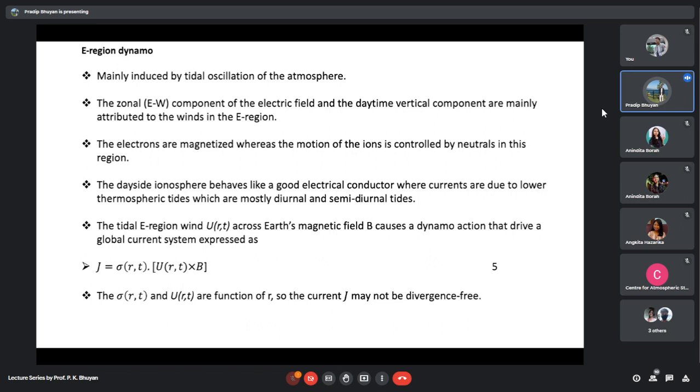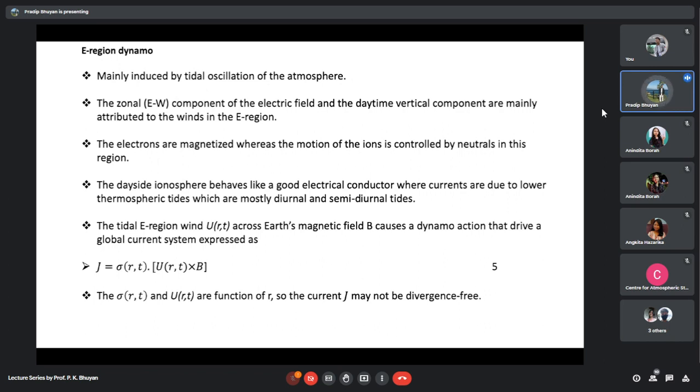So what is the E region dynamo? Coming back to the E region specifically, it is mainly induced by tidal oscillations of the atmosphere. Many things are coming, small things, but many things. First we were looking at conductivities, now tidal oscillations. What are tidal oscillations? Tides, you definitely know tides. I will not wait for the answer because it will take some time. Let me tell you.